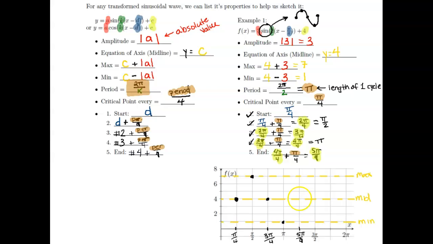Back at my midline. So now I have everything I need to sketch out. Oh, this is going to be rough. Sketch out my graph right here. And that is how we can use this general form, all of our key features or properties, and our 5 critical points to sketch one cycle of our transformed sinusoidal wave.